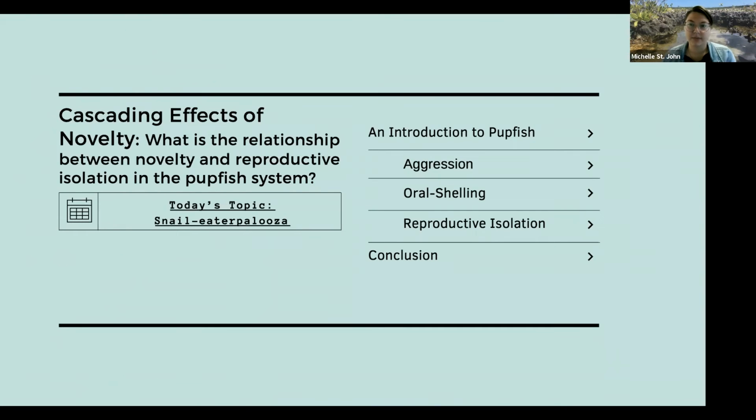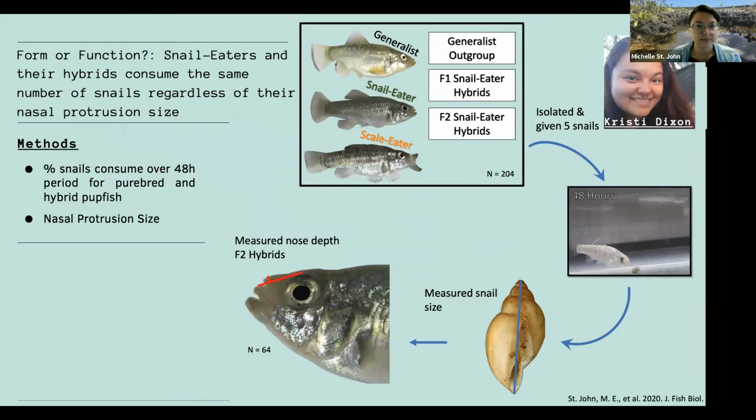So next, I'd like to tell you about a study where I investigated the oral shelling performance between purebred pupfish species and snail-eating hybrids. The goal of the study was to help tease apart whether poor hybrid feeding performance was a form of isolation in the system. To investigate this, we measured the proportion of snails consumed by pupfish over a 48-hour period and used that data as a proxy for snail eating performance.